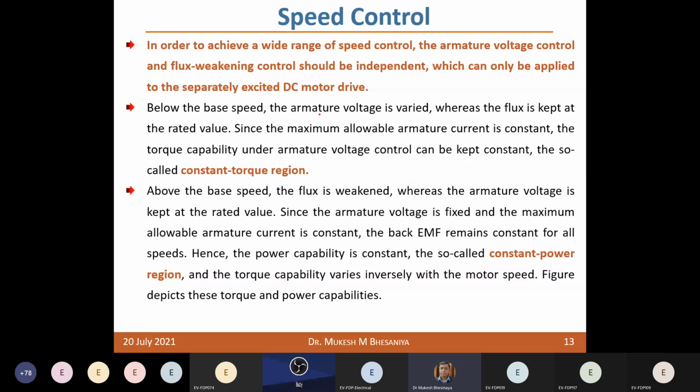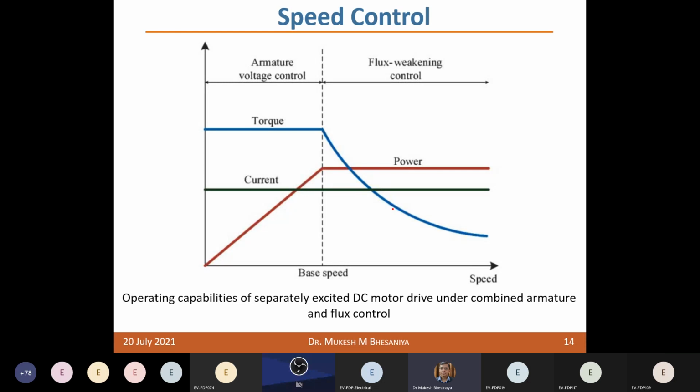So below the base speed, as I already mentioned, the armature voltage is varied, whereas the flux is kept constant at a rated value, and so the field voltage which is applied to the motor will be fixed. Since the maximum allowable armature current is constant, the torque capability under the armature voltage control can be kept constant. So this is the so-called constant torque region. And above the base speed, we use flux weakening control, and this is also known as a constant power region.